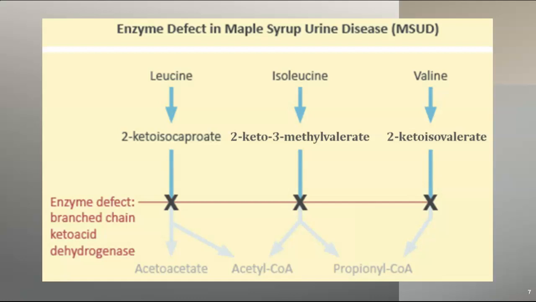Deficiency of the branched chain alpha keto acid dehydrogenase leads to the accumulation, not deficiency, of branched chain amino acids leucine, valine, and isoleucine. Leucine and isoleucine are considered essential amino acids. Since the screening test for branched chain amino acids came back positive, the infant is diagnosed with maple syrup urine disease.